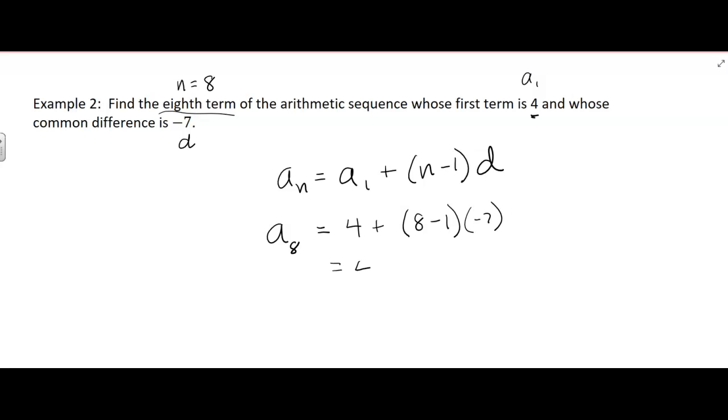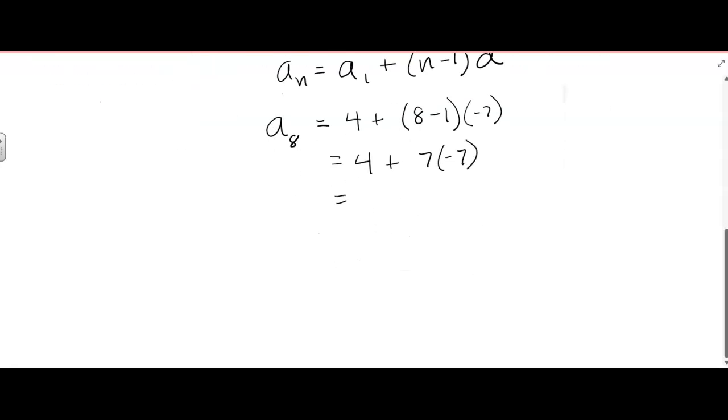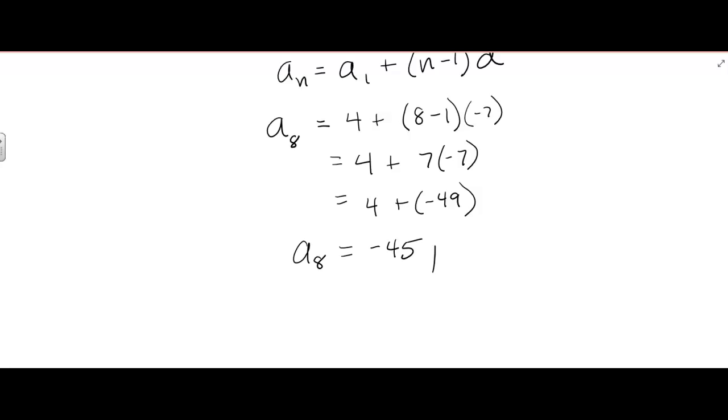All right, now we have to do the math. 4 plus 7 times negative 7. Order of operations here. And then we have 4 plus a negative 49. So we're getting negative 45. So the 8th term is negative 45. The common difference was negative, so it kept going down by 7, right? Okay, and you could find the first 7 terms and see if we're right, but it's quicker to use the formula. Okay, so now you have the general term for an arithmetic sequence, a formula for finding the general term.